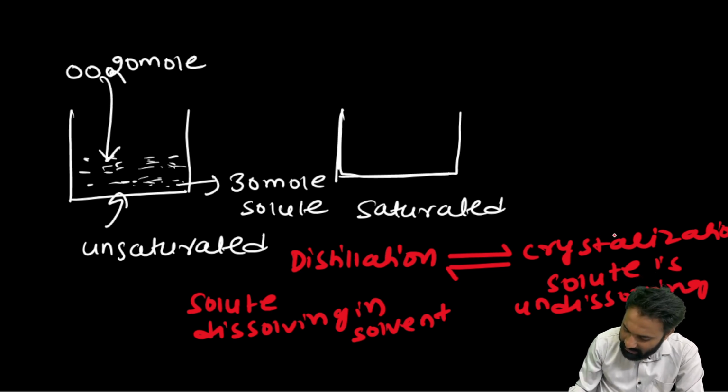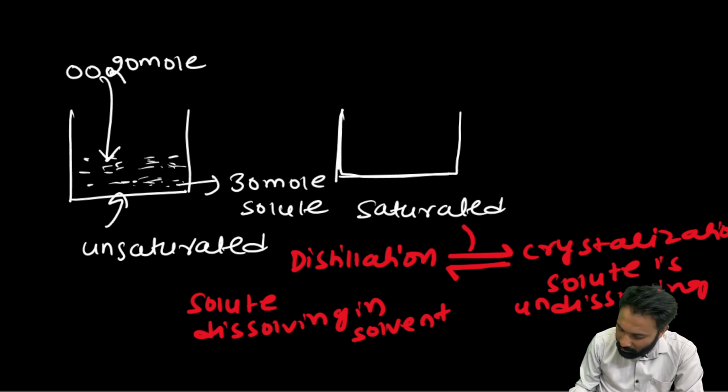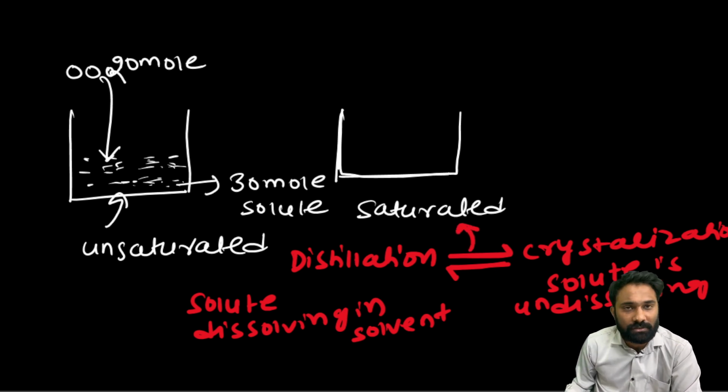When the distillation and the crystallization have become equal, or in equilibrium, when both have become equilibrium, that type of solution we call a saturated solution.